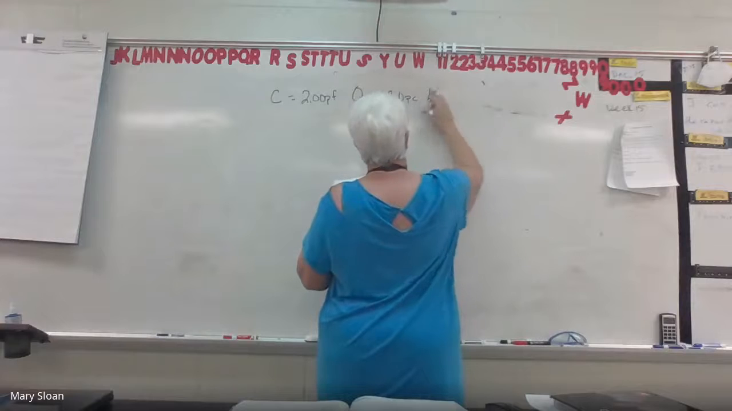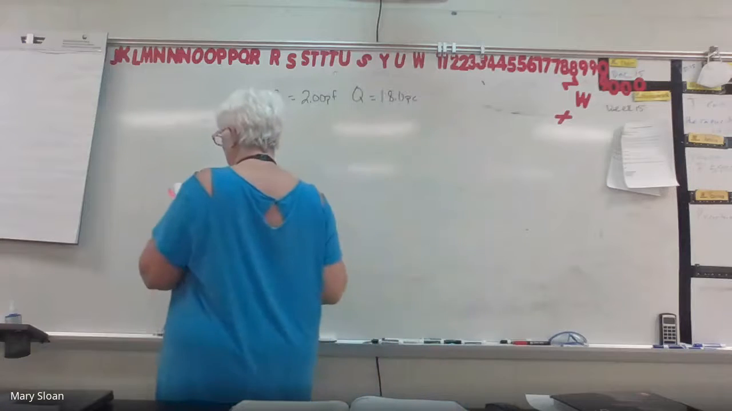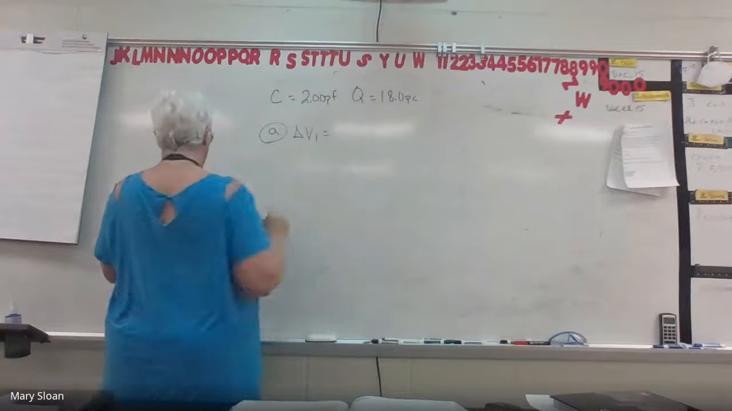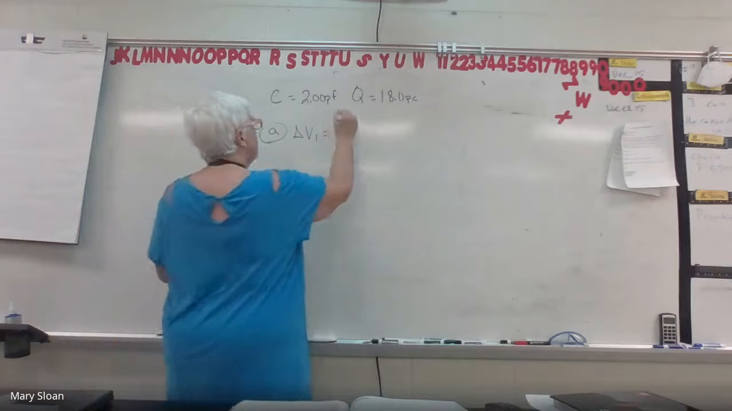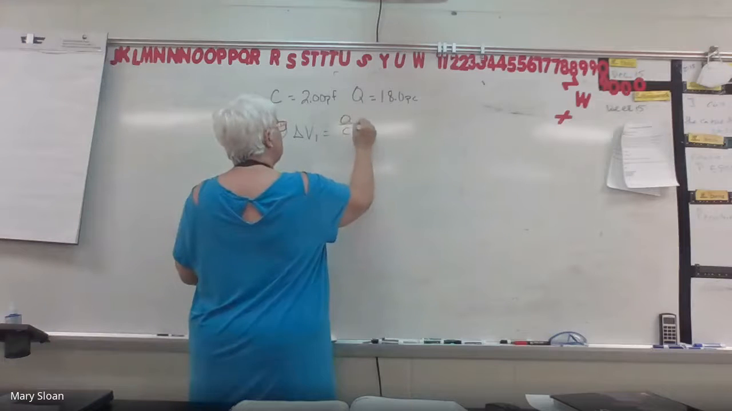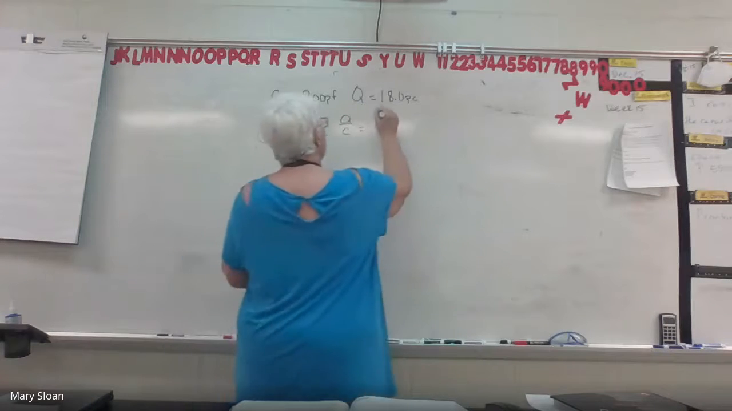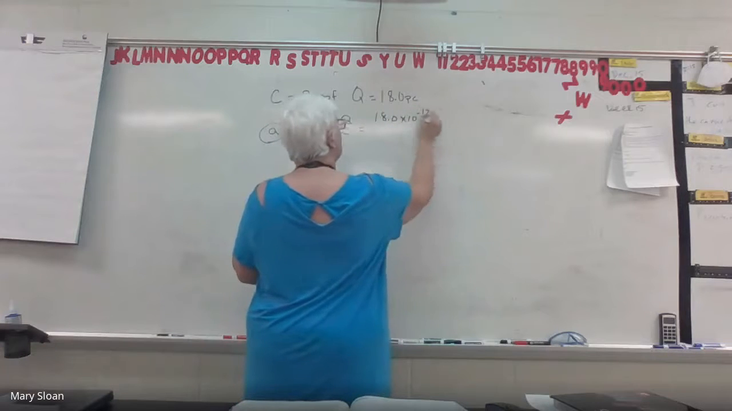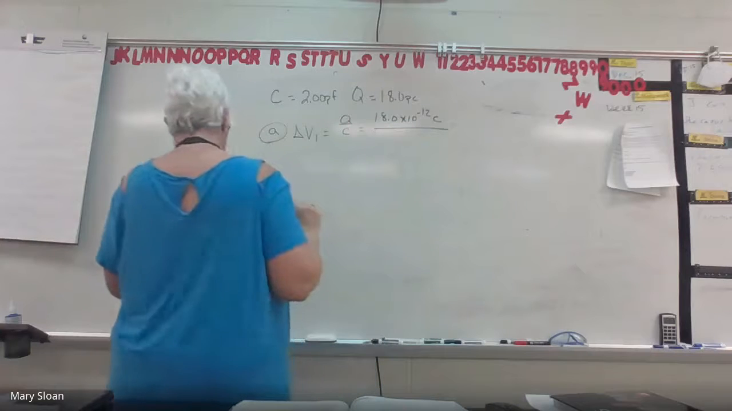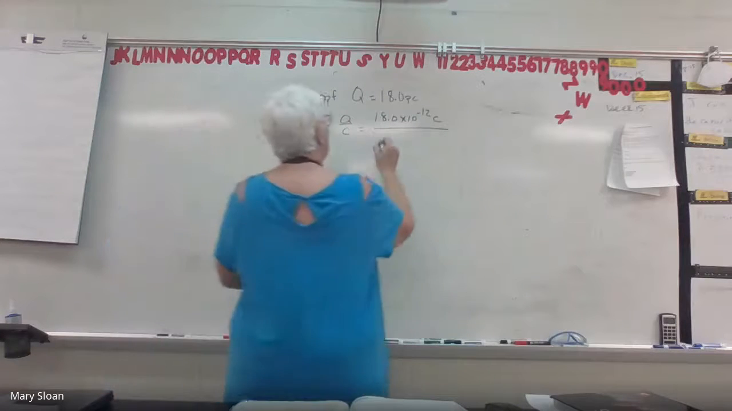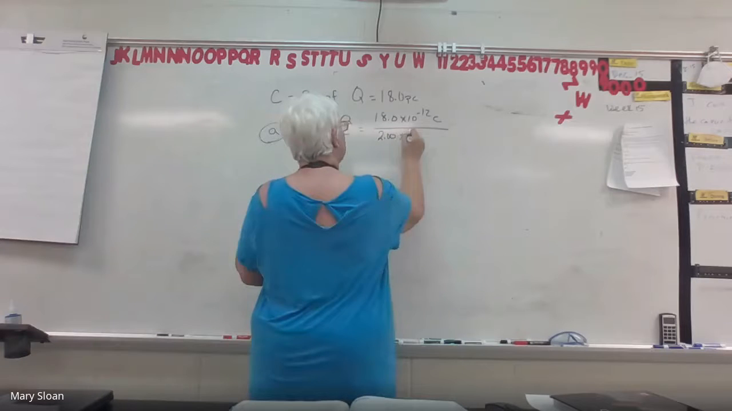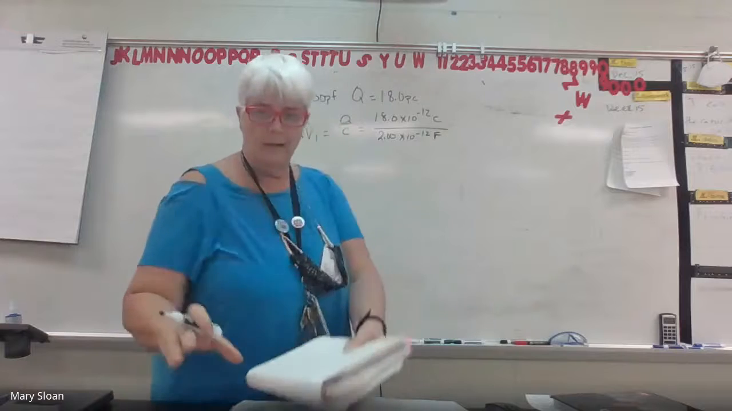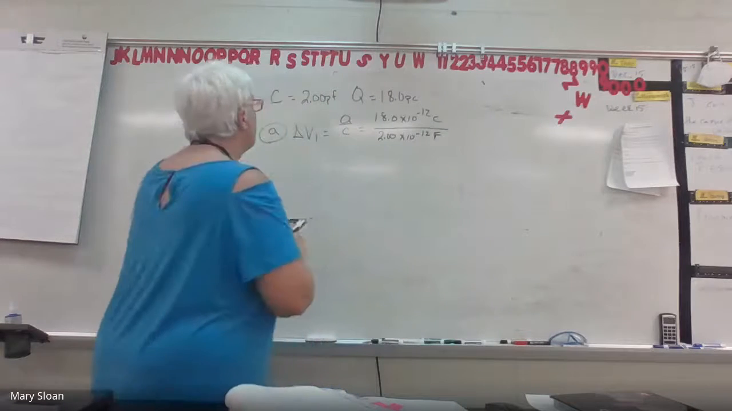Nope, we ain't got change in voltage yet. So what we're going to do here is look for the change in voltage of 1. To be able to do that, we're going to take Q and divide it by C. So my Q is 18.0 times 10 to the negative 12 coulombs, and my C is 2.00 times 10 to the negative 12 Farads. And I'm looking for voltage this time.